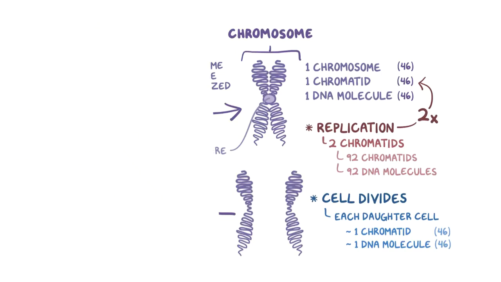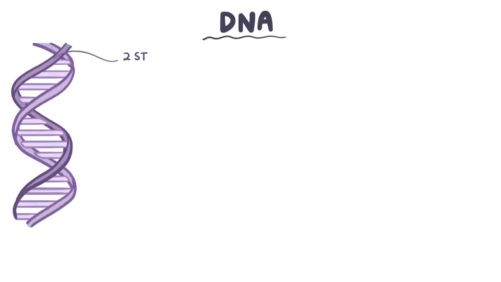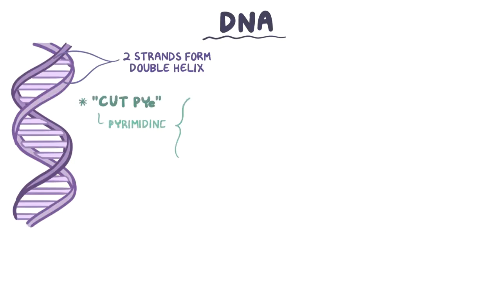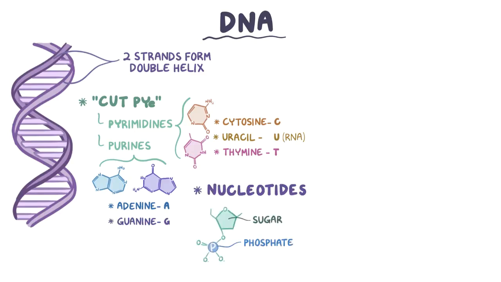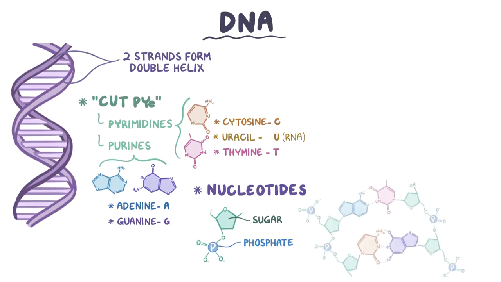Alright, as a quick recap, DNA is made up of 2 strands that coil one around the other to form a double helix. And you "cut pi," so the pyrimidines are cytosine, uracil, which is only relevant for RNA, and thymine, and the purines are adenine and guanine. Nucleotides have sugar and phosphate groups which form the sugar-phosphate backbone of DNA. Nucleotides on opposite strands form hydrogen bonds to keep 2 strands together. A binds with T, and C binds with G.